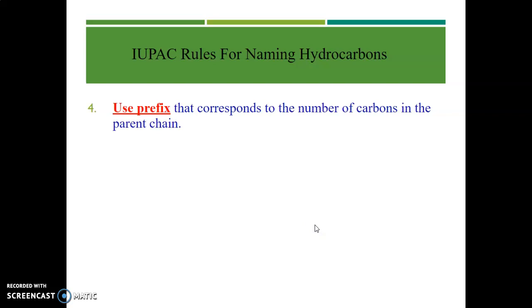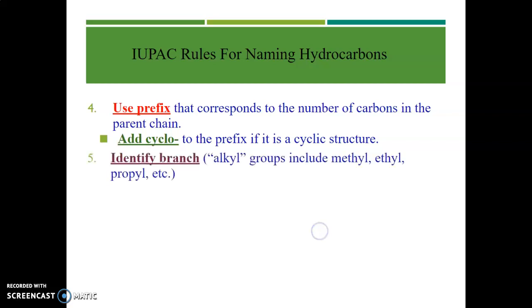Okay. You always want to use your prefixes. Your prefixes came from what we have been talking about: meth, eth, prop, all that good stuff. The prefixes refer to the number of carbons that are there, not how many branches. If you have a cyclic compound, then the prefix cyclo must be a part of the name: cyclopentane, cyclohexane, cyclo, whatever it may be. Then you want to indicate or identify any breaks in the parent chain. If you have a branch or side chain, which is an alkyl group, you must tell me what that alkyl group is, and you must tell me where they are too.